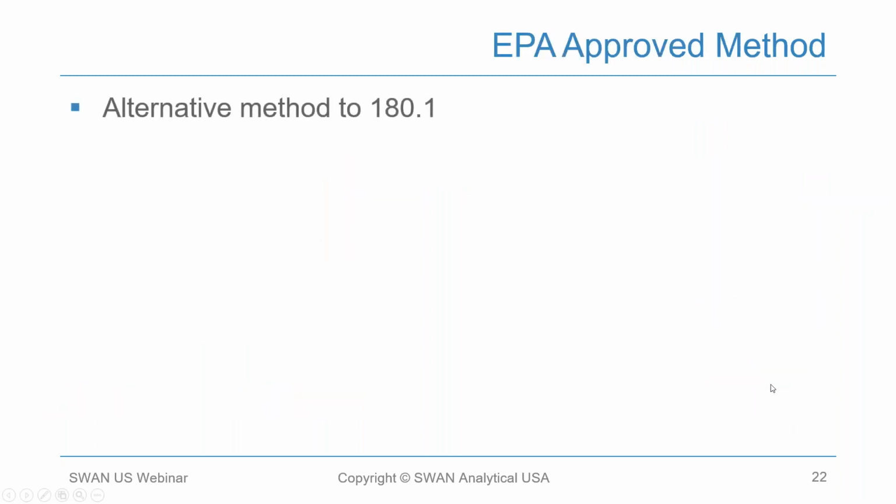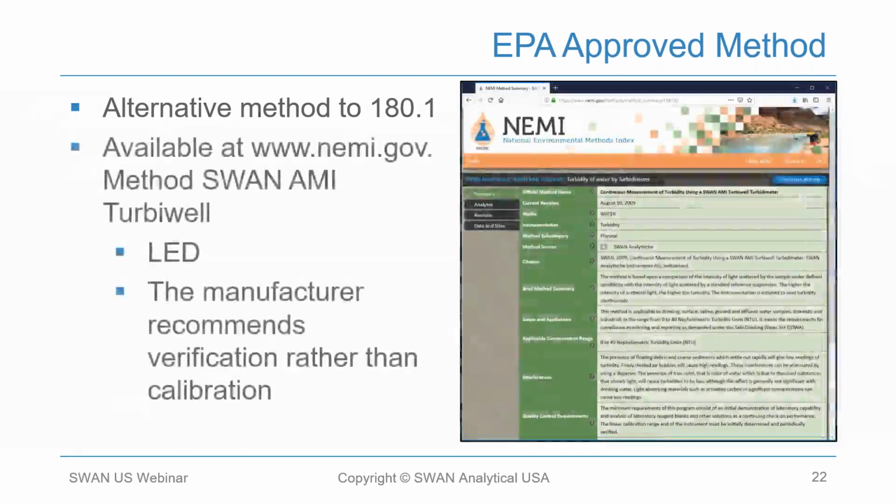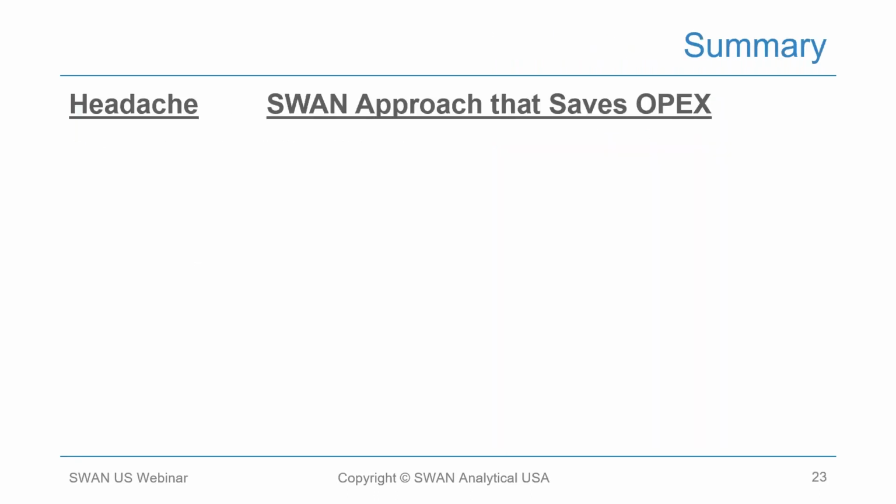The SWAN turbidimeter is approved by EPA using an alternative method to 180.1. You can find that method at www.nemi.gov. That's the National Environmental Methods Index. And this method calls out the fact that SWAN uses an LED bulb instead of a tungsten light source, and also that we recommend verification rather than calibration in the field.